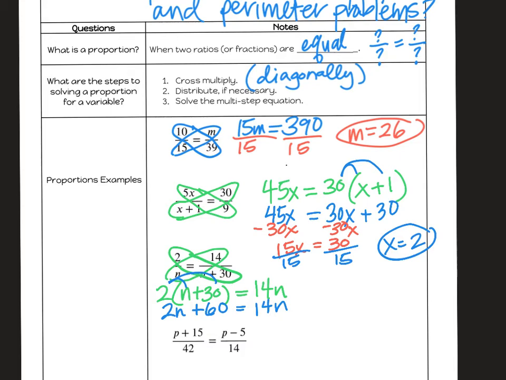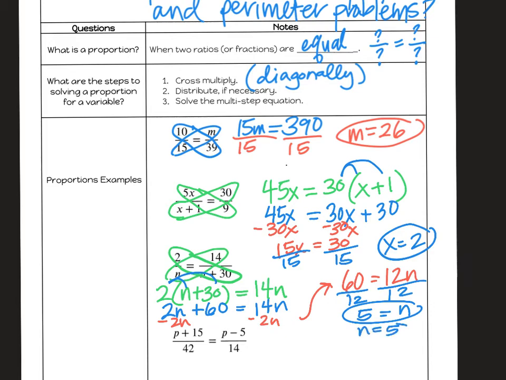Now I am going to subtract the smaller variable, which is the 2n. Okay, I'm going to kind of draw an arrow because I don't have enough room. So I have 60 equals 12n, and now I need to divide by 12. And so I get n equals 5. You should really write it with the variable in the front, so the best way to write it would be like this.